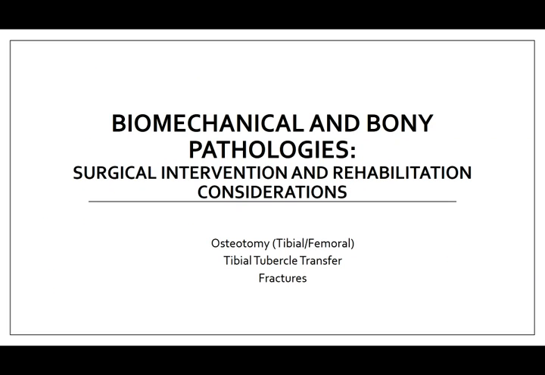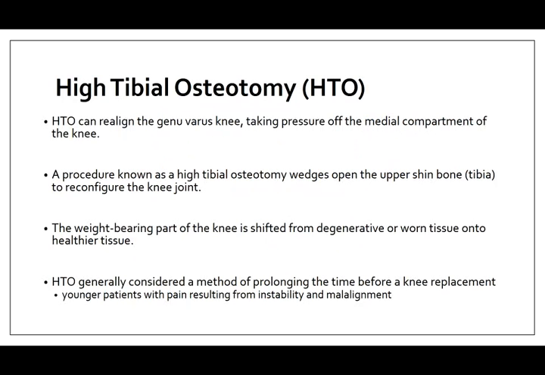Now let's look at some pathologies that are due to biomechanical or bony issues. We'll look at an osteotomy, tibial tubercle transfer, and fractures. So your high tibial osteotomy, this can realign the genu varus knee. So think of someone with really bow legs. This takes pressure off that medial compartment of the knee. It is a procedure known as the HTO.